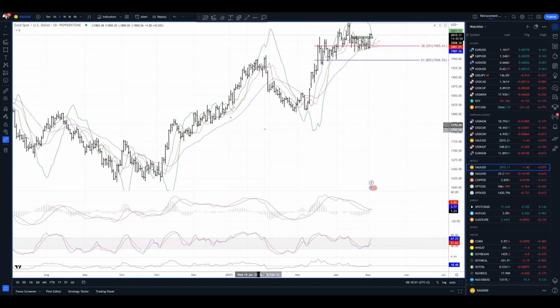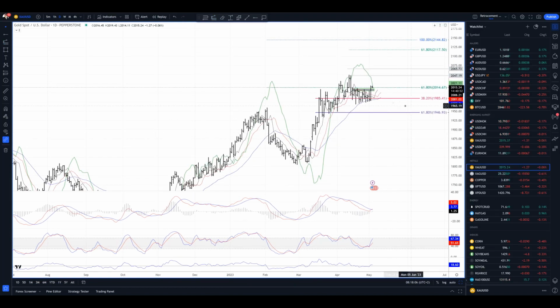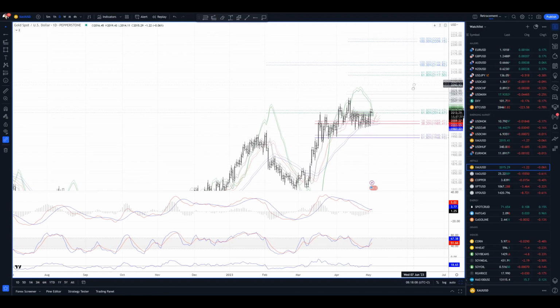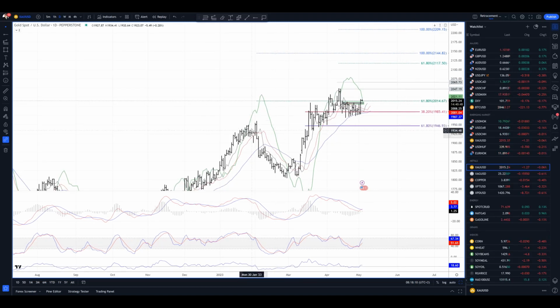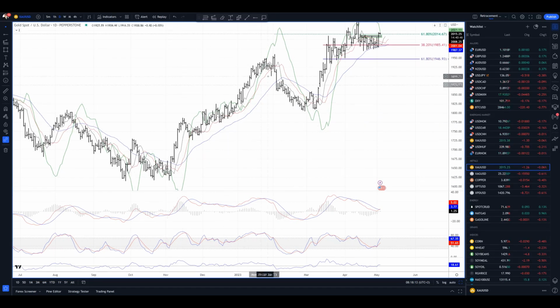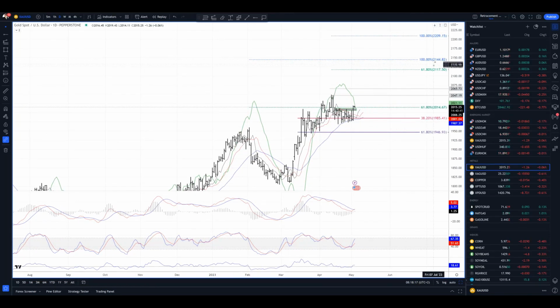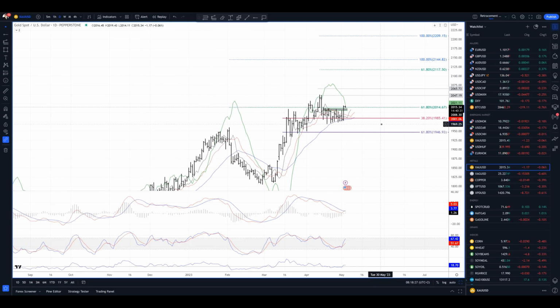If we take the main expansion, for example, the main expansion 100, if we go from the major low where the major rally started, it's at 2144. So this area in 2117, 2144 can also be the next upside objective, speaking of the swing term perspective.